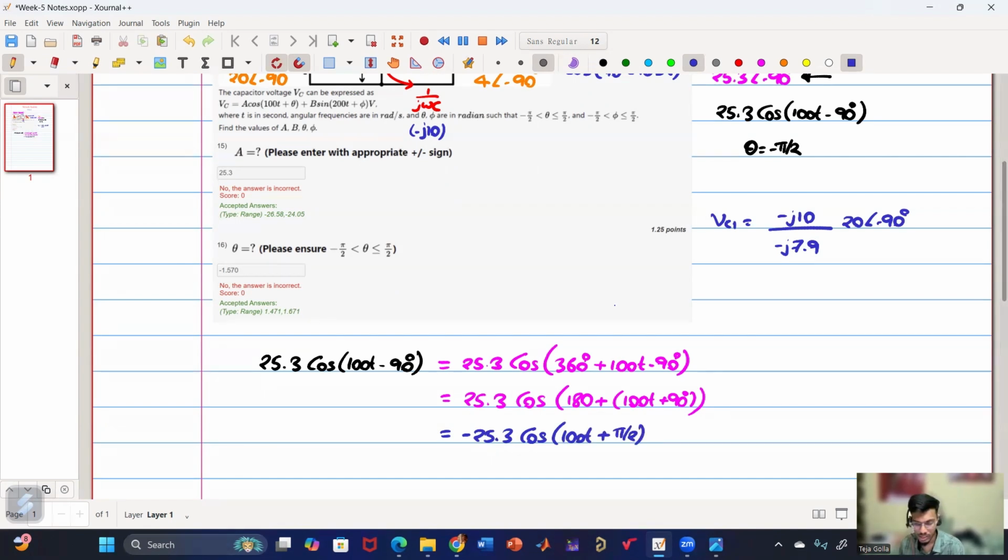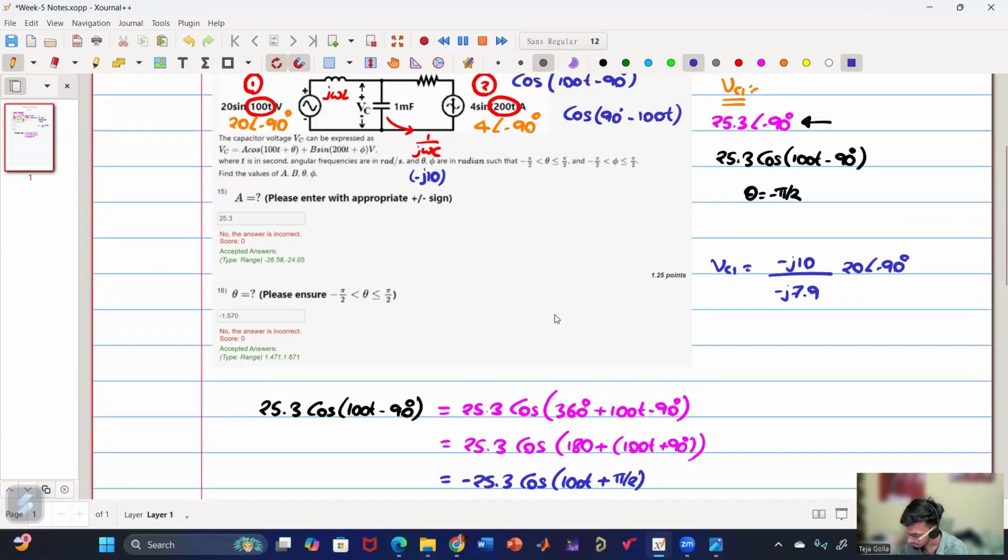So I get it. Like you are not wrong, but the tricky part here is if you see they have said theta cannot be minus pi by 2, but theta can be equal to pi by 2. So the range of theta is minus pi by 2 and it is not equal, but it can be equal to pi by 2. So I can write 25.3 cos 100t minus 90 degrees as minus 25.3 cos 100t plus 90 degrees, but in the first case theta is minus pi by 2, and they have mentioned please ensure that theta cannot be minus 90 degrees. So you have to write in a different way so that theta will fall in the range.